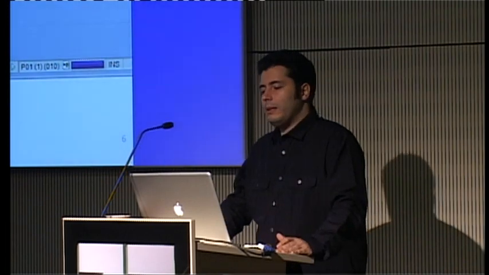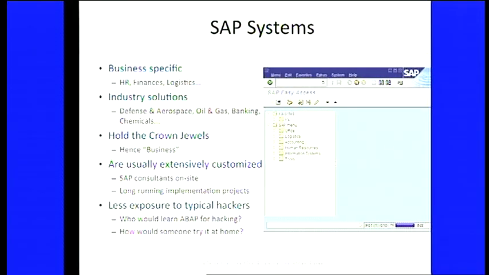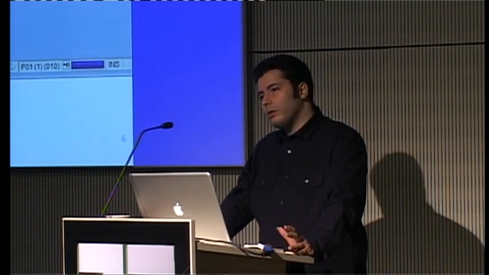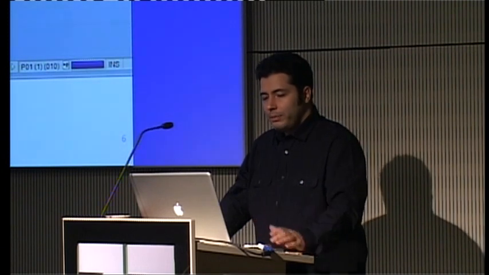So now coming to the SAP systems. These systems are business specific. So when we're talking about big logistics systems, HR, finance systems, accounting, this is where the SAP systems are usually located. And SAP's industry solutions, which means defense, aerospace, oil, gas, banking, even chemicals and other industries, there are specific SAP solutions for it. So the target area is pretty interesting for many people, in my opinion. And these systems hold the crown jewels. That's why they are called the business systems.